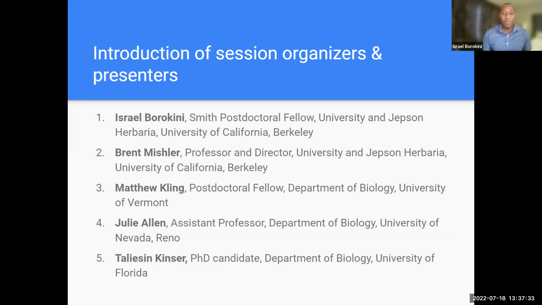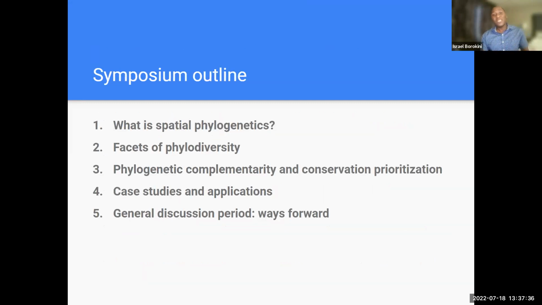Together, we are all going to be presenting different sections of this symposium, ranging from introducing spatial phylogenetics, talking about facets, how we can use these methods for conservation prioritization. And then, of course, we have case studies and applications and a general discussion period, which I hope is going to be enriching, and you're going to learn something new. We're going to learn from each other, and we can see how this symposium can, in fact, benefit America the Beautiful, which is a 30 by 30 initiative of the government.